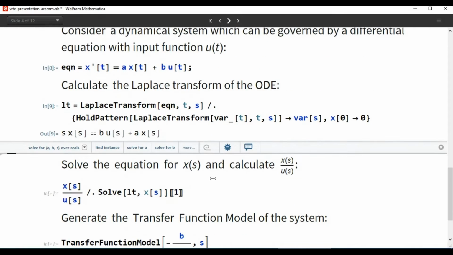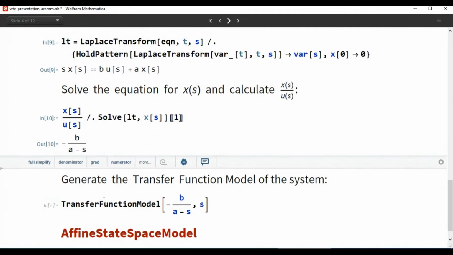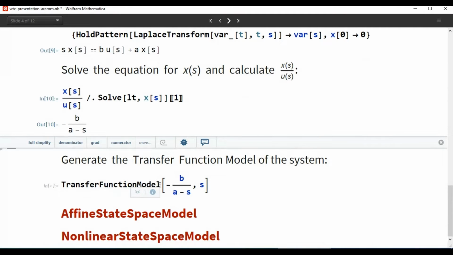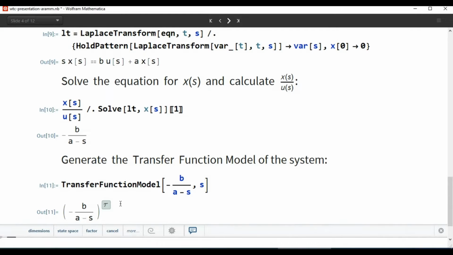And we can calculate x of s divided by u of s, where u of s is the Laplace transform of input function. We will get the following expression, which can be used as argument for the TransferFunctionModel, which is defined in Wolfram language. And this function will create the transfer function model for our system. Here "tf" means that we have a transfer function model. Again, we don't see any state functions and input functions in the model. They are defined internally again.